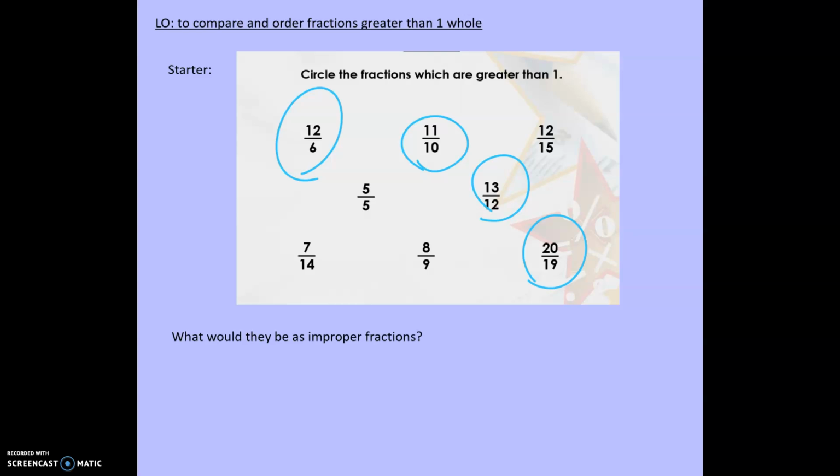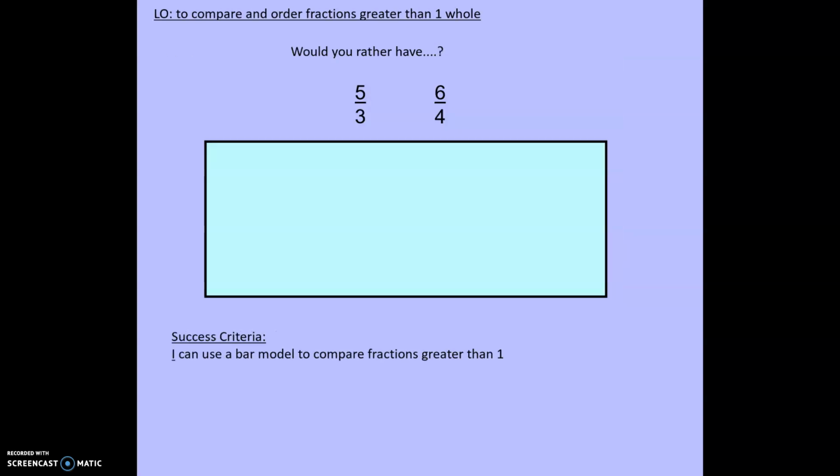So hopefully you've had time to do that and you've got the answers that I have on the board. So 12 sixths, 11 tenths, 13 twelfths and 20 19ths were all improper fractions and were greater than one whole. So just like we did at the beginning of the week, we're going to start by comparing fractions that are greater than a whole by using bar models.